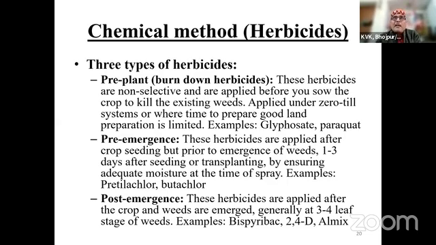And again, in maize intercropping condition, atrazine is a good choice. Another good choice is after post-emergence, when the crop is just emerging, the use of metribuzin at the rate of 100 to 150 grams per acre is also advisable. Post-emergence, these herbicides are applied after crops and weeds have emerged, generally at 3 to 4 leaf stage, that is bispyribac, almix. These are especially for our rice crop, or even in wheat crop.